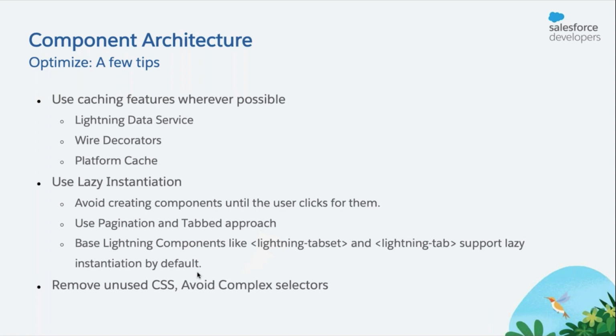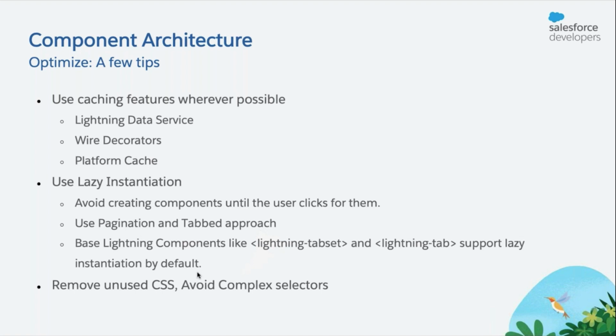Again, lazy instantiation, we spoke about it. Please use it where you use pagination or tabbed approach or use base Lightning components. All of these are lazy instantiations. And avoid creating components until the user clicks for them, which is a way of saying use tabs, use global actions, use base Lightning components and stuff like that.